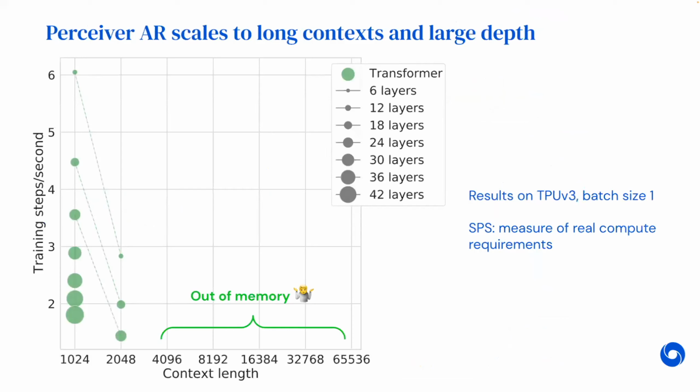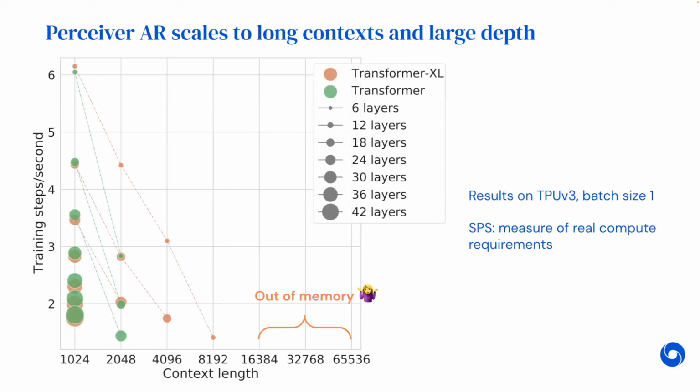And we can see the practical consequences of this design by looking at the train time performance of transformers of a given context length, which is shown on the x-axis, and model depth, which is shown as the size of each point. Here we're measuring the compute requirements as the number of training steps per second in our code base on TPU v3 with a per device batch size of 1. Without additional performance optimization, a standard decoder-only transformer runs out of memory, even for very shallow networks, when using context lengths above 2,000. And this is because of the quadratic memory requirements.